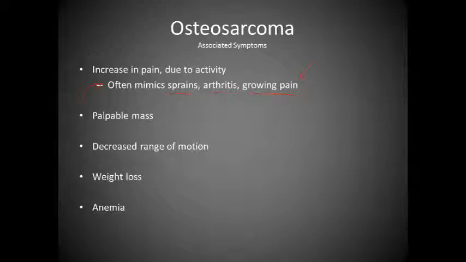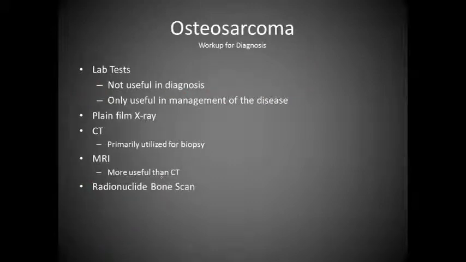In addition, weight loss, which is a typical malignant mass symptom, and then anemia. All of this can be a symptom of an osteosarcoma. So how do you find an osteosarcoma?